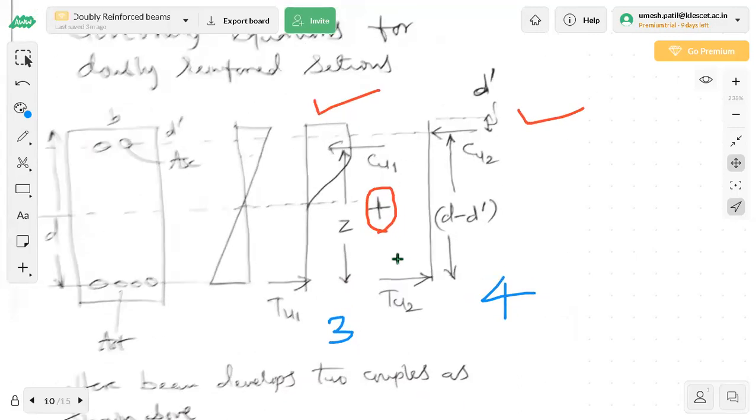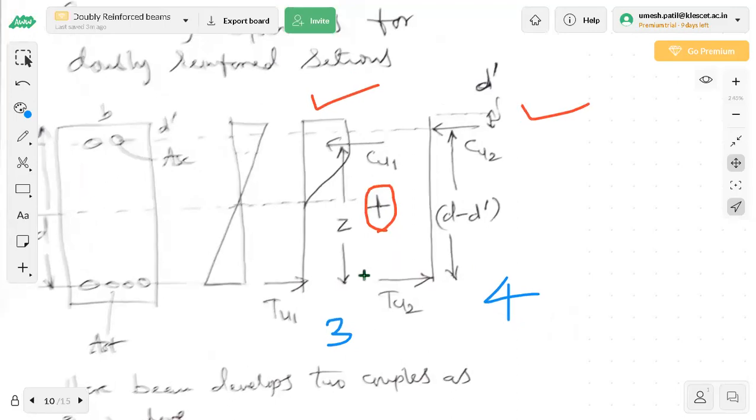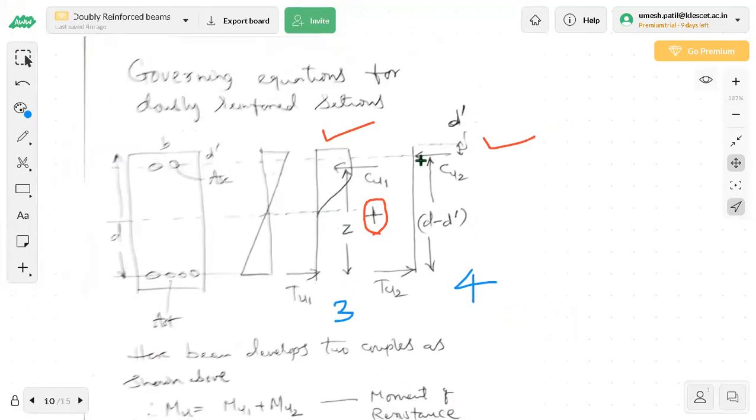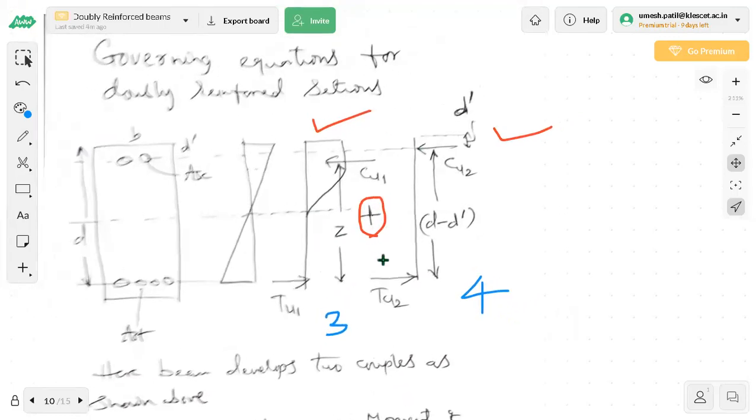Now the next question is, actually I answered one question here, regarding why the moment of resistance of a doubly reinforced beam is higher. It is higher because it develops two couples. It is not developing a single couple. So this theory will be more clear, you can see later on.